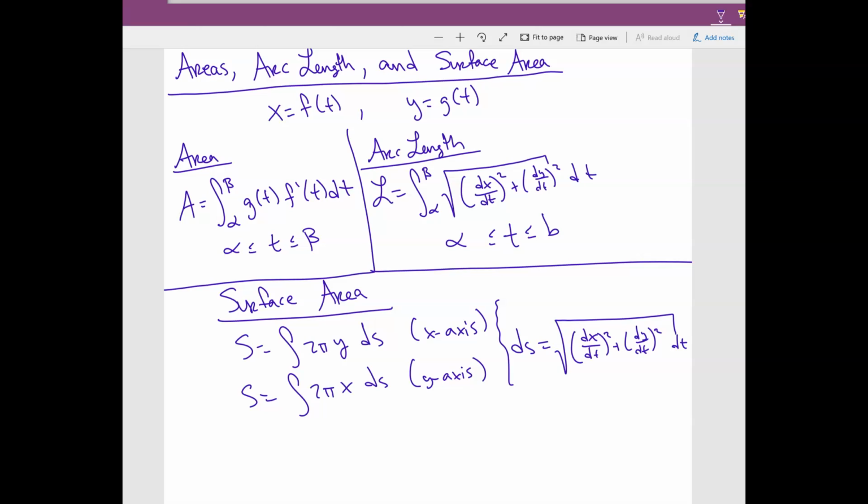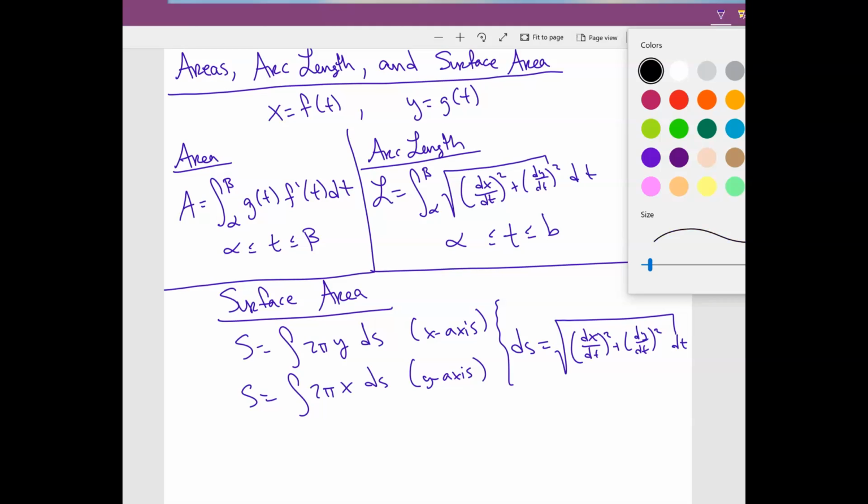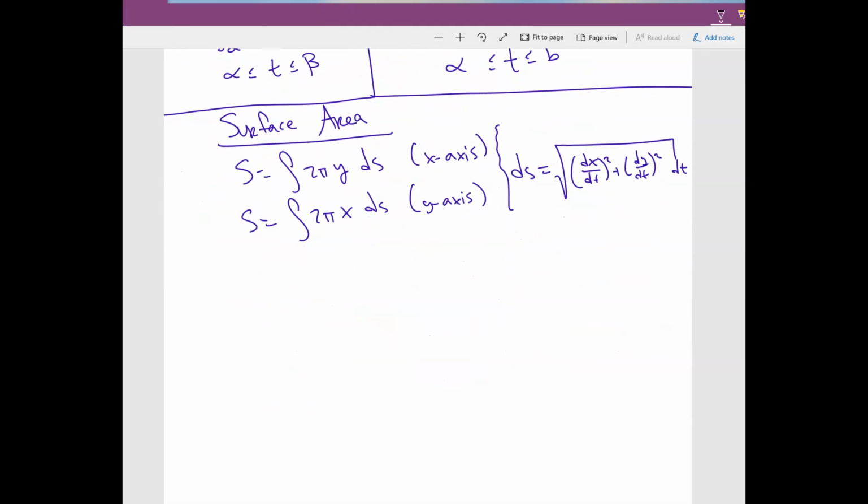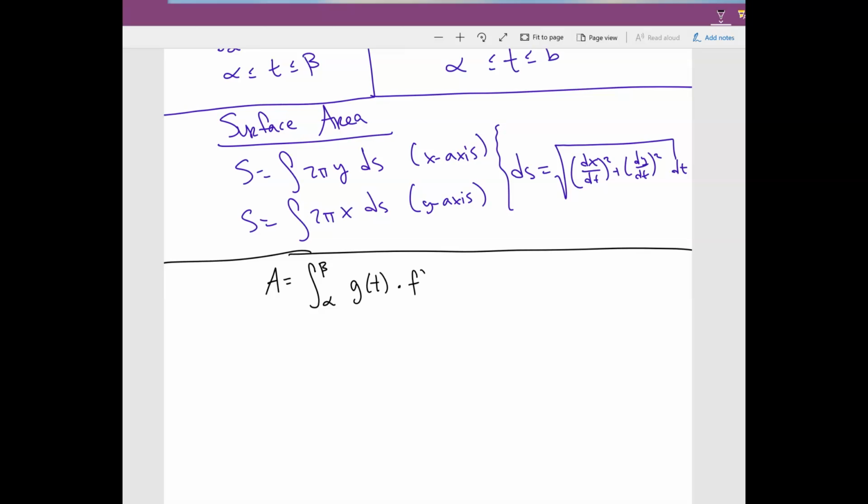These formulas you've already seen before. You can write them again if you want. Again, they're going to be given to you. So we're first going to start off with area. We are given that the area of parametric curves is just taking g of t multiplied by the derivative of f of t dt.